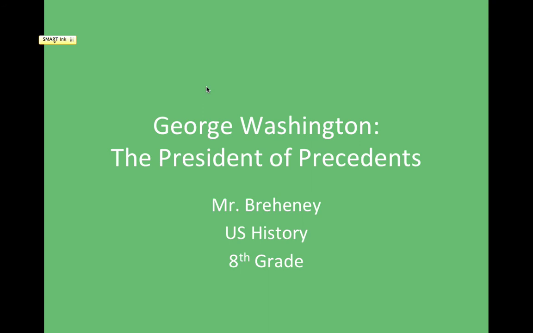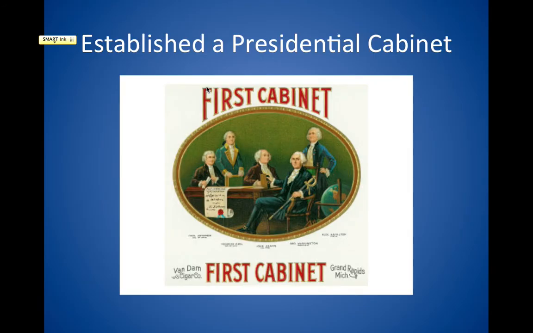All right, so first precedent that George Washington set is that he established a presidential cabinet. He was the first to do it. It's not mandatory for presidents to set up a cabinet or group of advisors. He does this by hiring Thomas Jefferson, Alexander Hamilton, Henry Knox, and Edmund Randolph as the first 4 cabinet members. As of today, it has grown to 15 departments. So George Washington started with 4, and now we have a total of 15. So that's the first precedent set by George Washington.